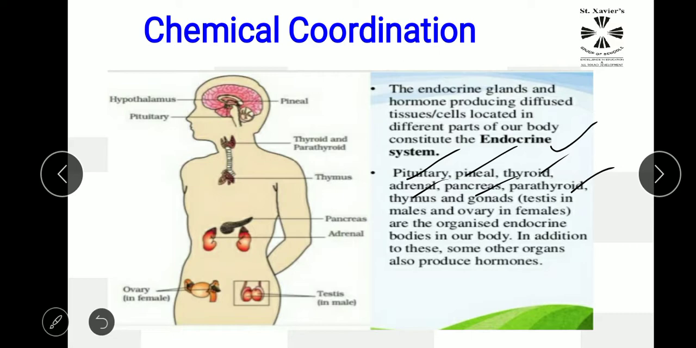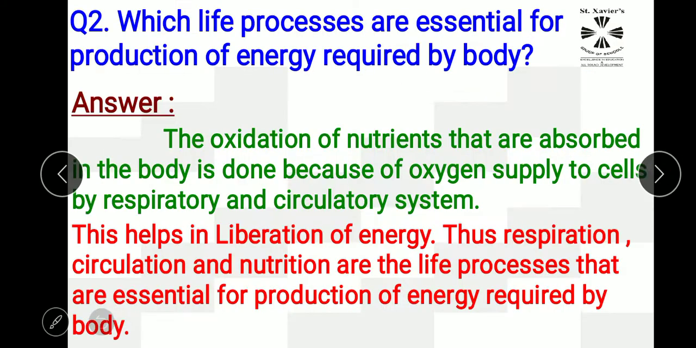So here, there is control and coordination by chemicals also in our body. This is called the chemical coordination system, students. So these are the systems present in our body, students.